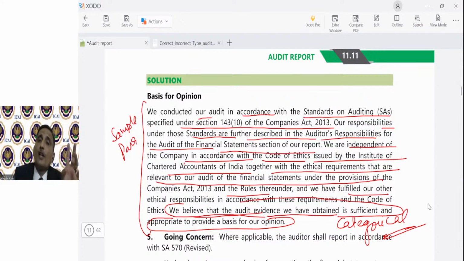It should also include responsibilities of the auditor. It should also state that the auditor is independent of the company. It should also state that the auditor has complied with all the relevant ethical requirements as under the code of ethics of ICAI and Companies Act. When the auditor gives a modified opinion, then obviously the contents, the form will be different. He would use a different language, and basis for opinion would be different.